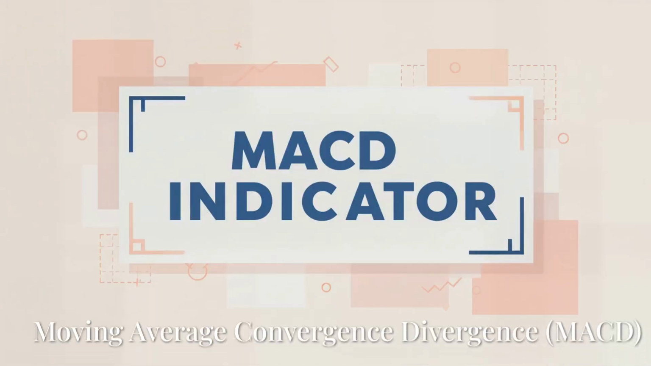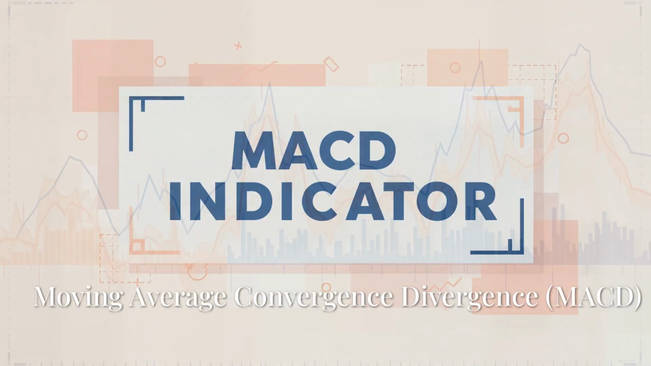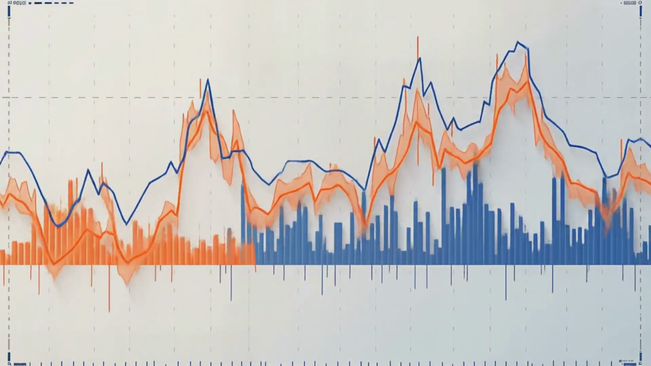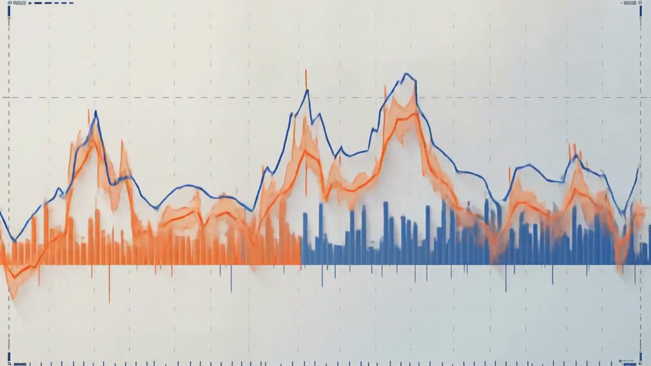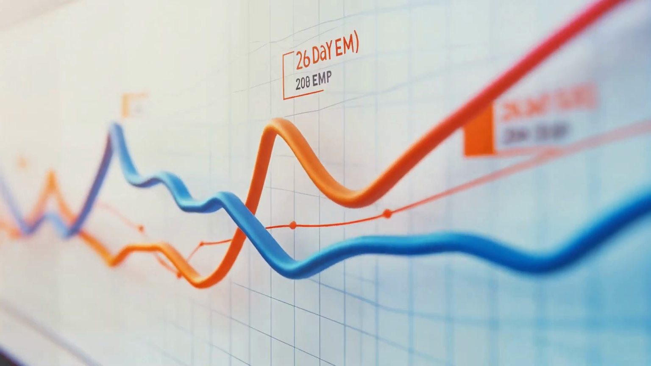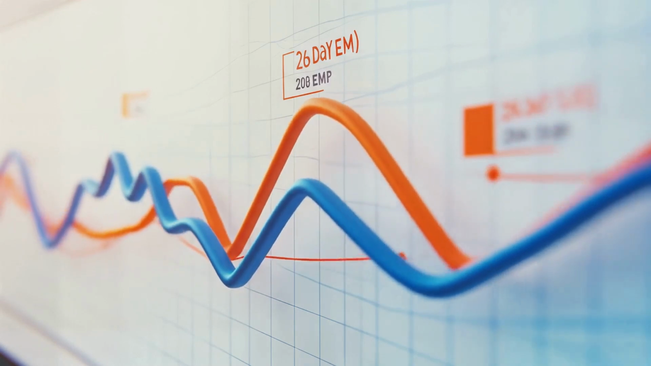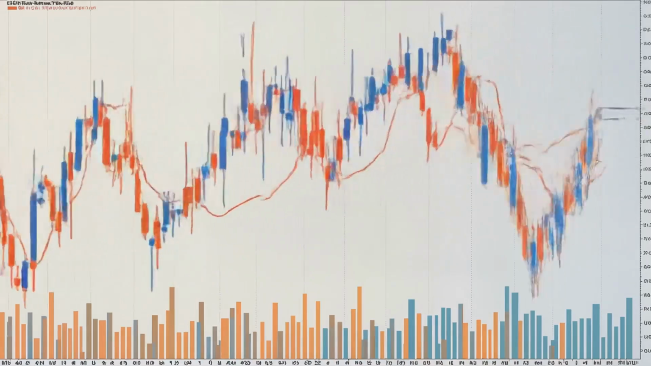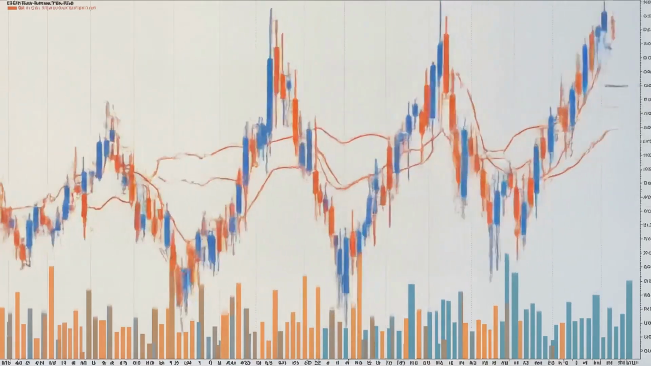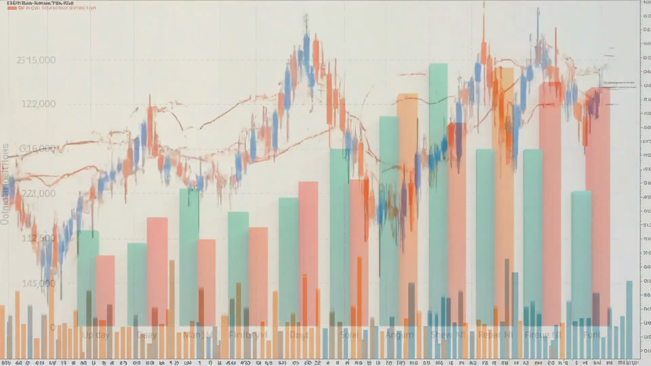in the market. Moving Average Convergence Divergence, MACD, is a trend-following momentum indicator that shows the relationship between two EMAs, typically the 12-day and 26-day EMAs. It helps traders identify changes in momentum, direction, and potential reversals.